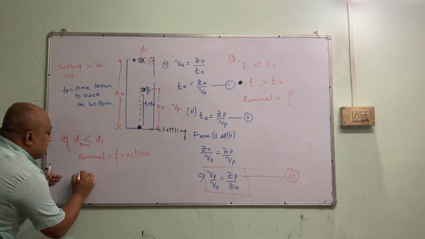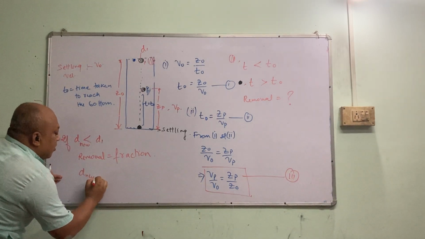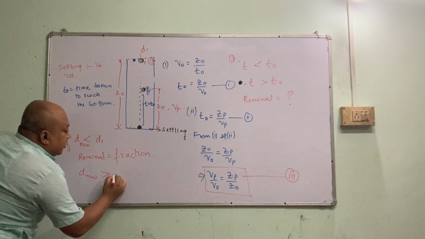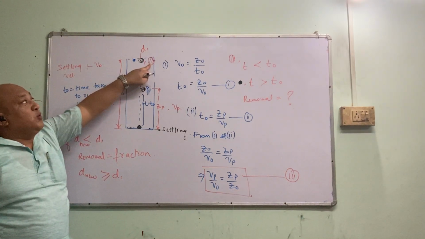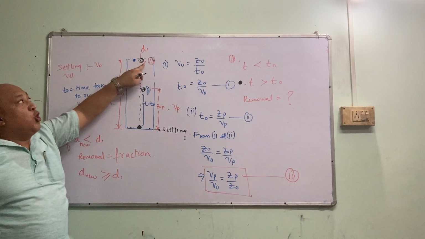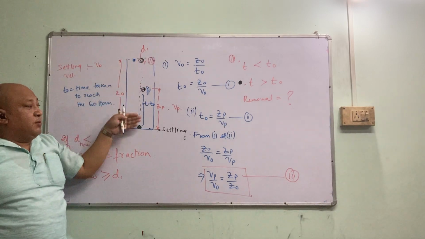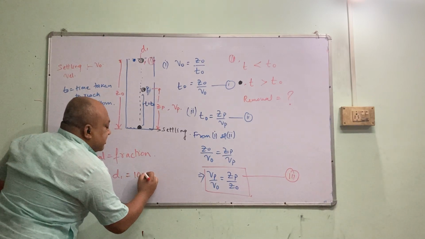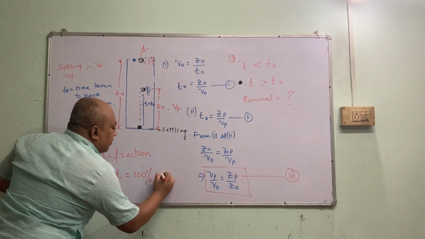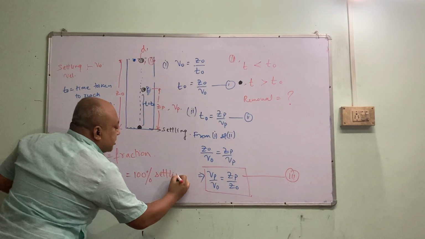But if the particle diameter is greater than or equal to D1, just like what I said, if this diameter is equal to this diameter or more, settling velocity will be more. So definitely it will be 100% settling. Am I correct? So I repeat it.